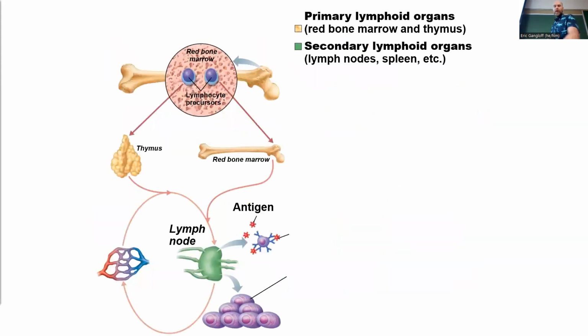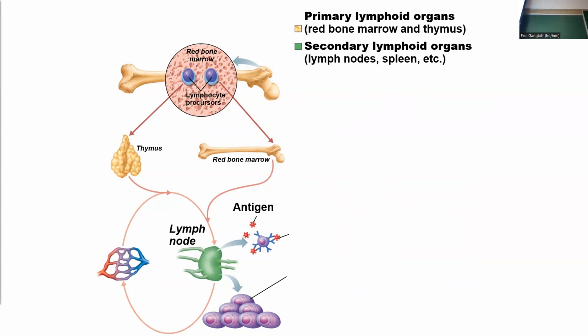Okay. So I'm going to go back to this bigger diagram here, thinking about these immune cells. Remember, our primary lymphoid organs are your red bone marrow and your thymus. So all of these lymphocytes originate in the red bone marrow. Some stay in the red bone marrow. Some move to the thymus. They then kind of circulate through the body and do their job in different places.